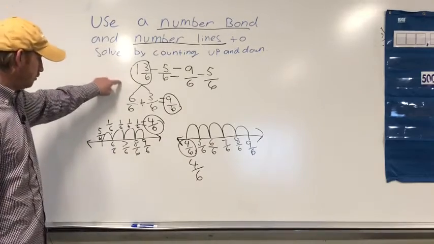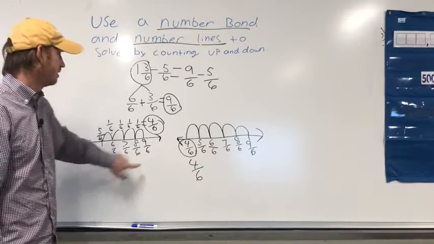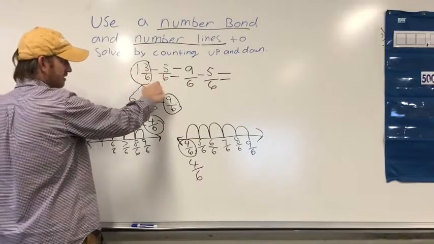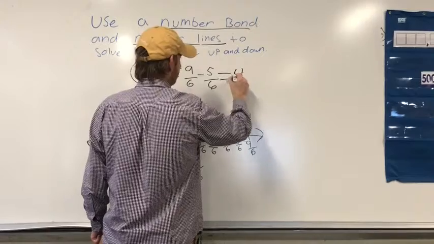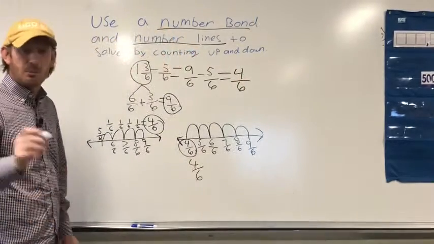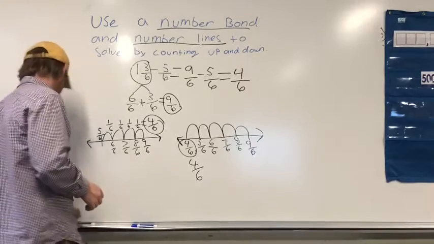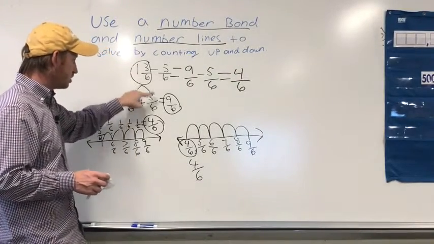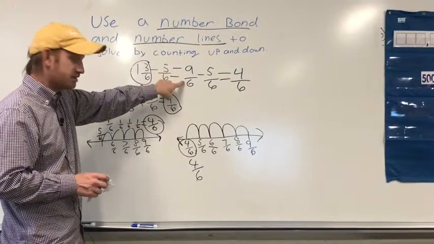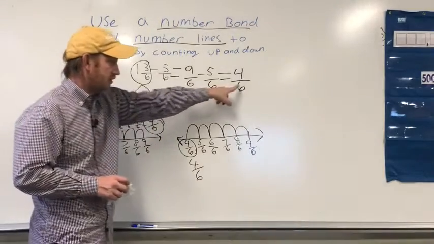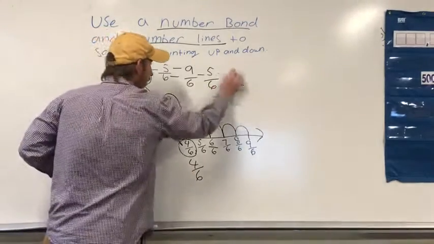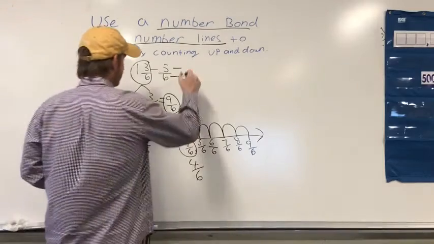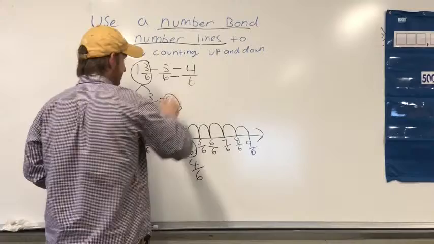So now we know from our number bonds and from both of our number lines that this 1 3/6 minus 5/6 is 4 sixths. I'm going to clean this up a little bit just so we can really see what we're looking at. But all we did was take 1 3/6, use a number bond to convert that to 9/6, and then use number lines to find our answer. But at the end of the whole thing, what we know is that 1 3/6 minus 5/6 equals 4/6.